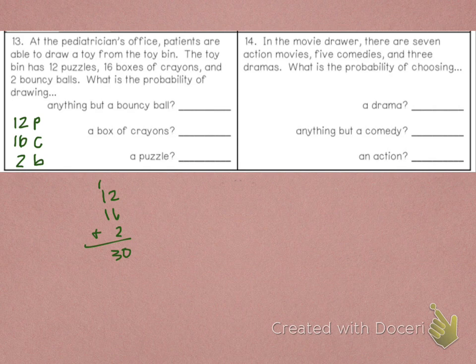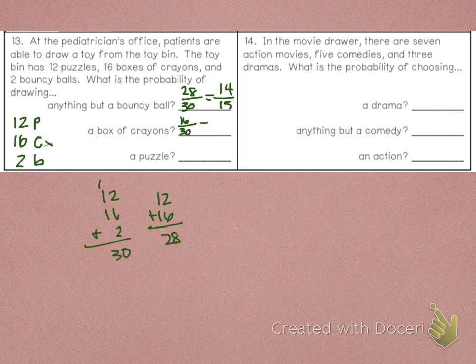So anything but a bouncy ball would be 12 plus 16. 6 plus 2 is 8, and so it's 28 out of 30. And then I can simplify that by dividing by 2. So 28 cut in half is 14, and 30 cut in half is 15. What about a box of crayons? Box of crayons is right here. There's 16 out of 30.